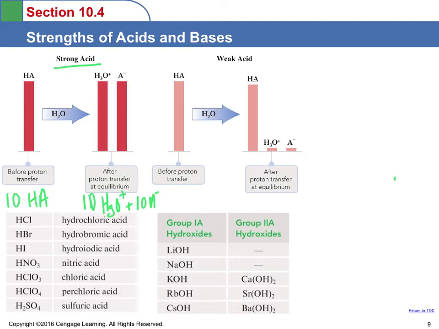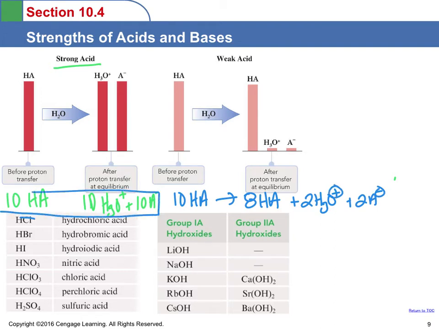If instead I start off with those same 10 HAs, but it's a weak acid, I'm going to end up, for example, with 8 HAs left over. They haven't broken apart. And then I'm only going to make 2 of the hydronium ions, H3O plus, and 2 of the A minuses. So strong acid, everything breaks apart. All of the protons are transferred. Weak acids, only some of the protons will transfer.